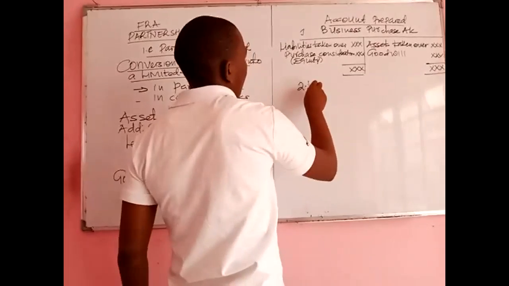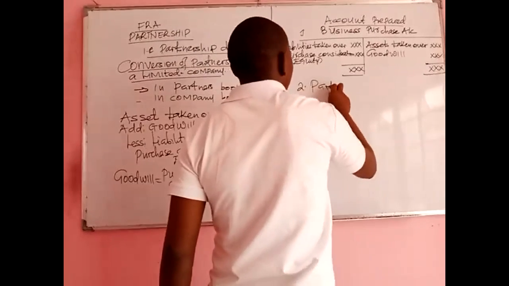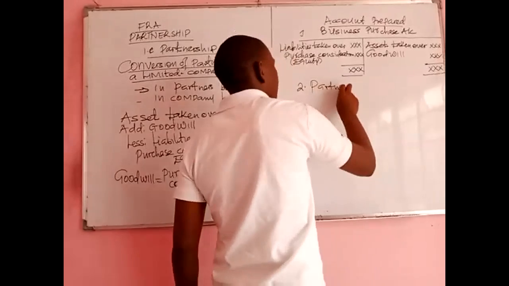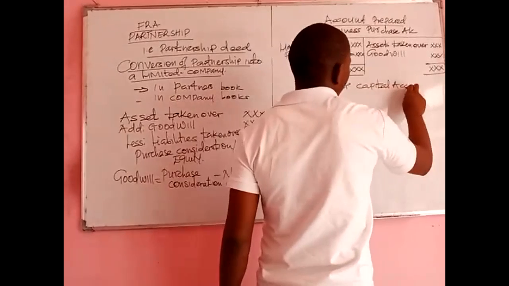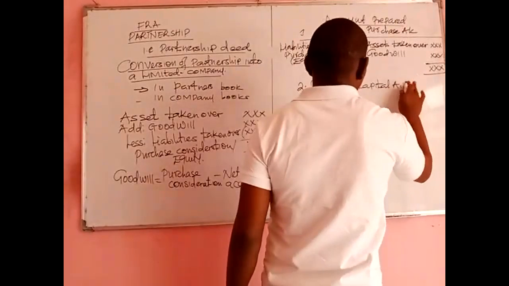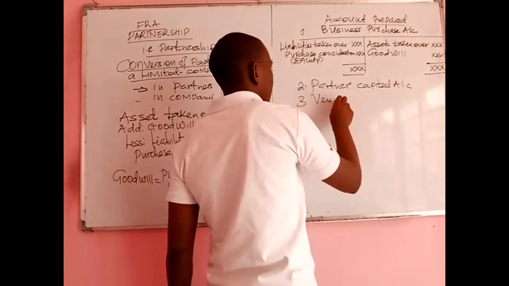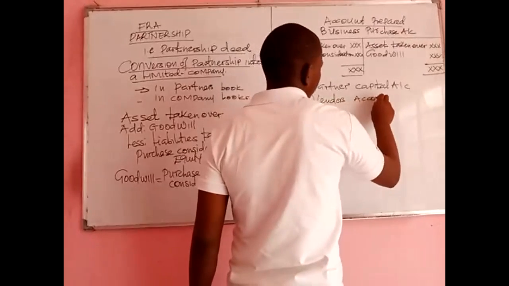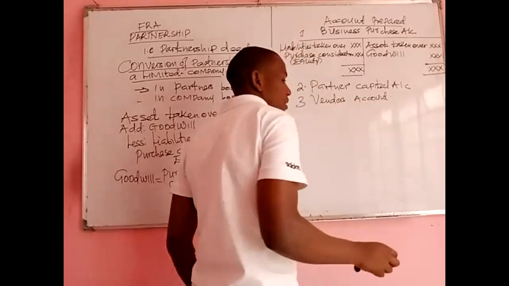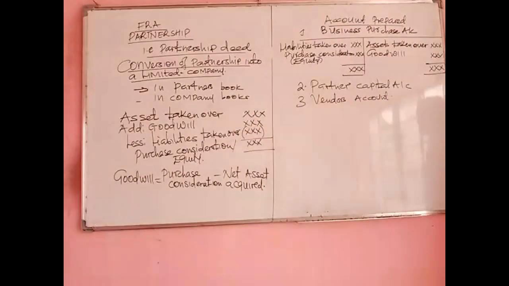Now, the second account that we are supposed to maintain here is the partners capital account. And number 3, the vendors account. That is just the purchasing company account, the company that is purchasing this partnership.